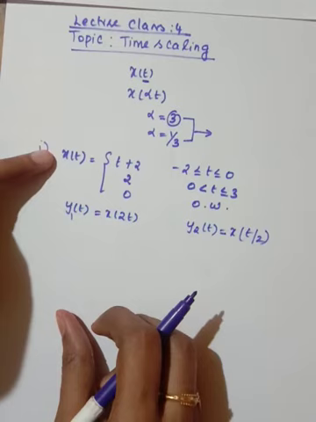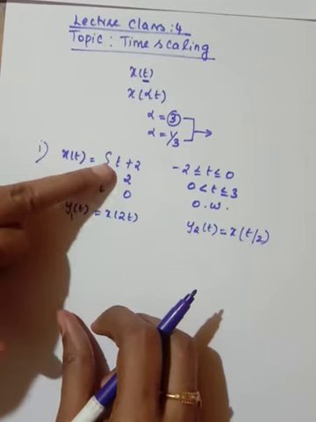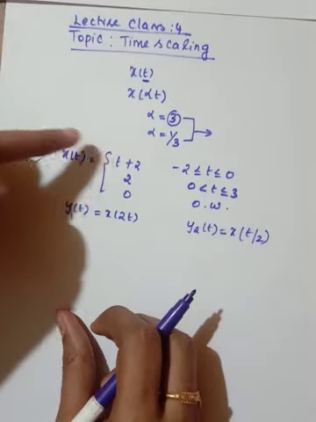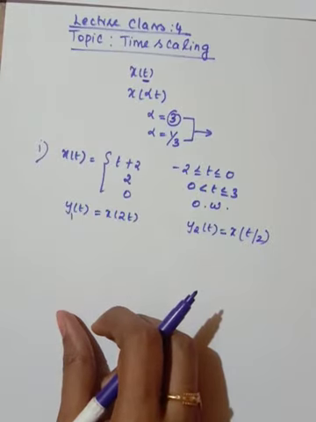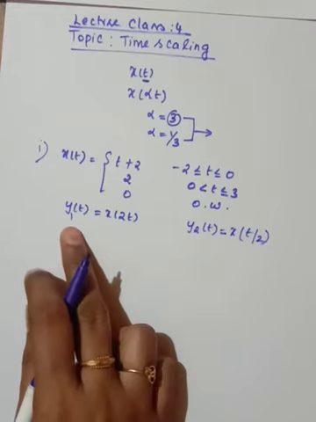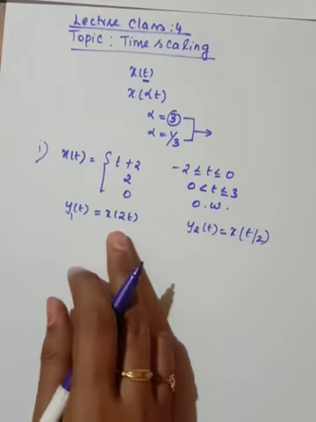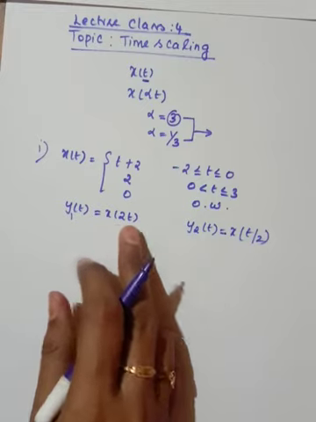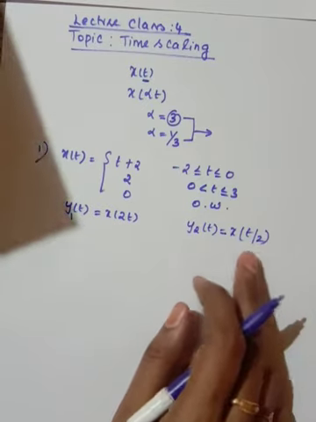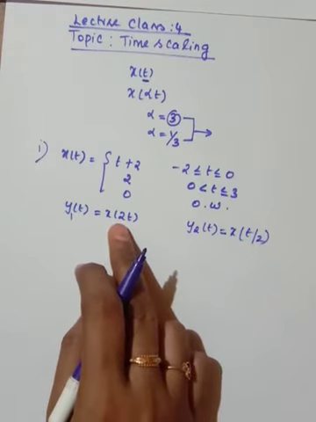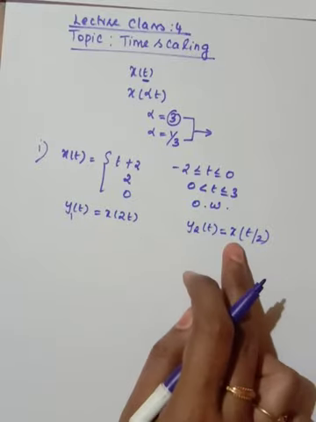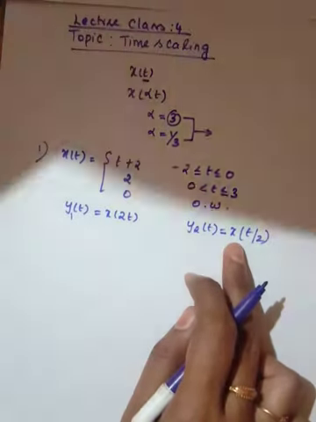So consider this problem, the same problem we considered for time reversal. x of t is equal to t plus 2 for minus 2 less than or equal to t less than or equal to 0, and so on. Now you need to find the scaling, that is x of 2t and x of t by 2, and we will see what happens when you perform x of 2t and x of t by 2.